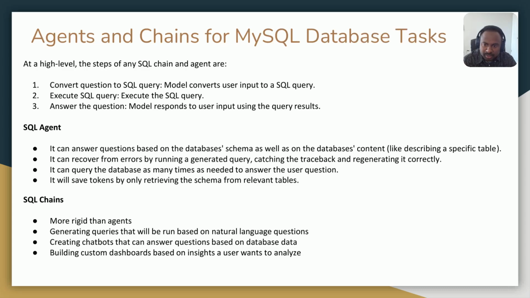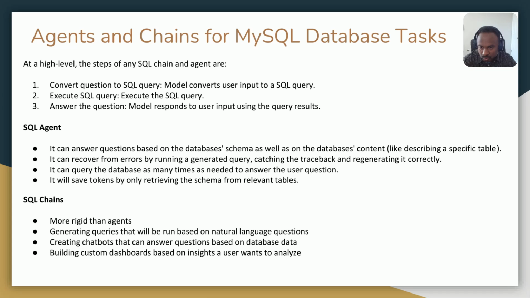So, what are agents and chains, and how are they used for database task automation? At a high level, these are the steps of any SQL chain and agent. First, when the user enters a query, the model converts user input into the SQL query and executes it, and the model responds to the user input using the query results.